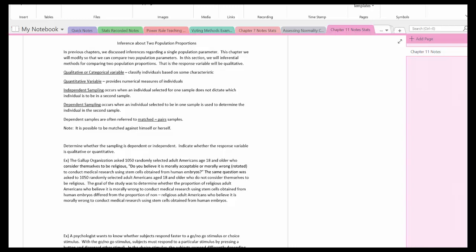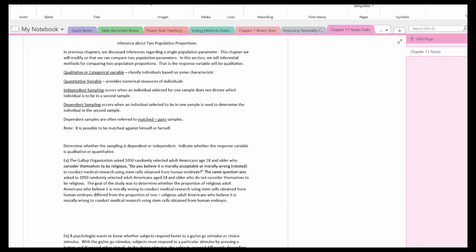In this video, we're going to begin our discussion with an inference about two population proportions. So in previous chapters, we've discussed inferences regarding a single population parameter. This chapter we will modify so that we can compare two population parameters. In this section, we will use inferential methods for comparing two population proportions. That is, the response variable will be qualitative.